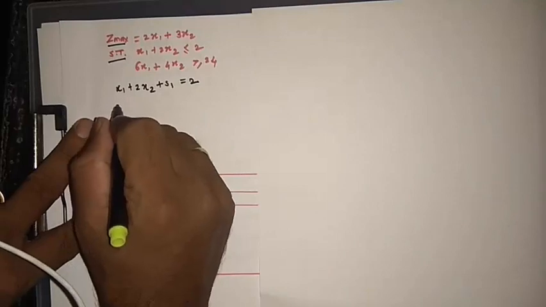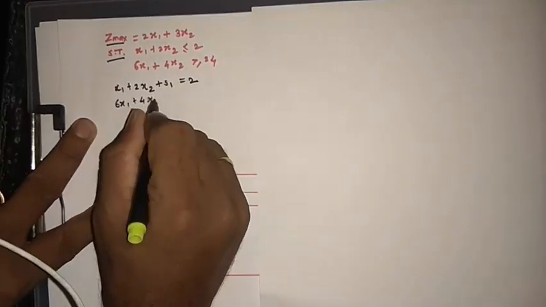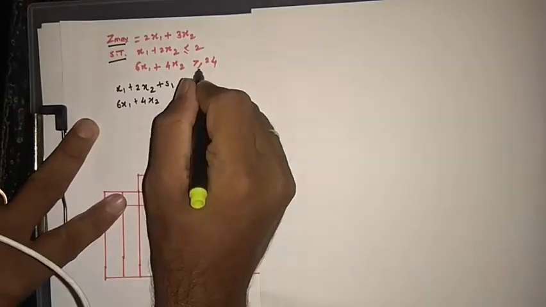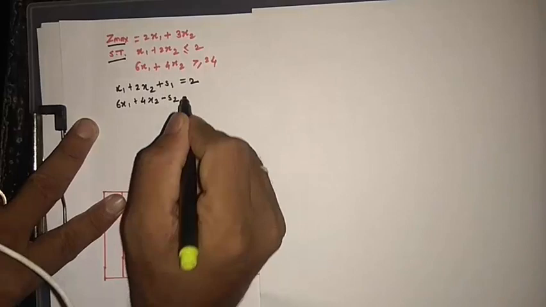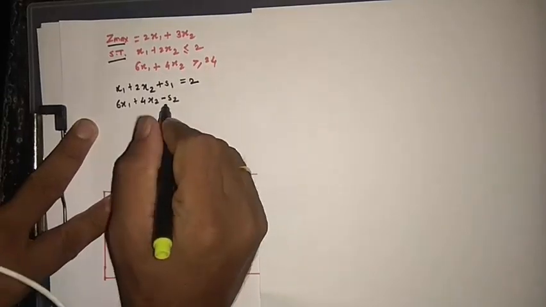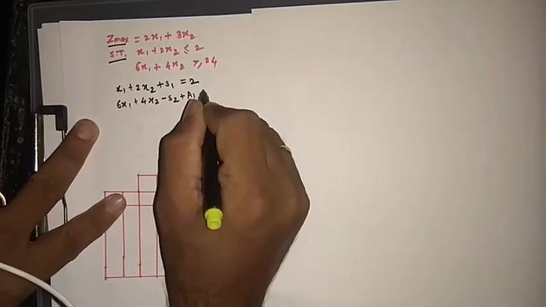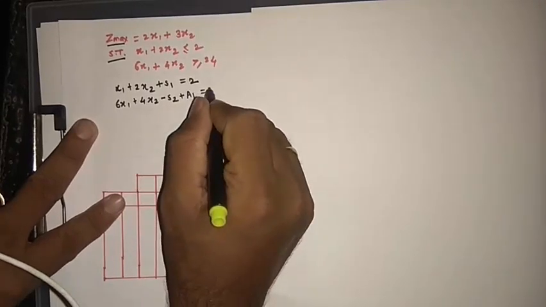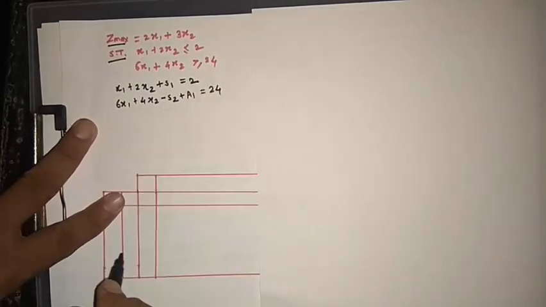Okay, now whenever we consider the second constraint, that is 6x1 plus 4x2, we have the greater than or equal to sign, so we are subtracting something, that is the surplus variable, but we already discussed the non-negativity constraint, so we are adding some more artificial variable a1 here, so it becomes equal to 24. Okay, so this is how we converted this constraint into the standard form.